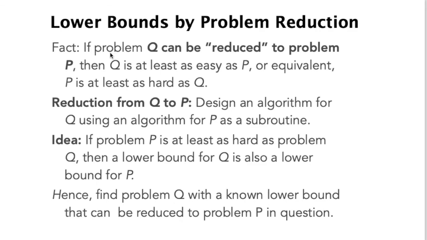So ang sabi is that if problem Q can be reduced to problem P, then Q is at least as easy as P, or equivalently, P is at least as hard as Q. Now, to say that P is at least as hard as Q, we just need to create a reduction from Q to P, and that is by designing an algorithm for Q using an algorithm for P as a subroutine. And if there is a reduction from Q to P, then we can say that the lower bound for Q is also a lower bound for P. Hence, we were able to create or identify the lower bound argument for P given a known problem Q.